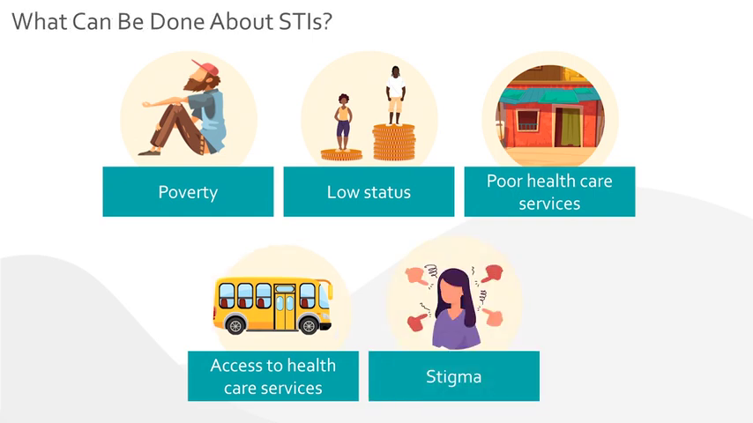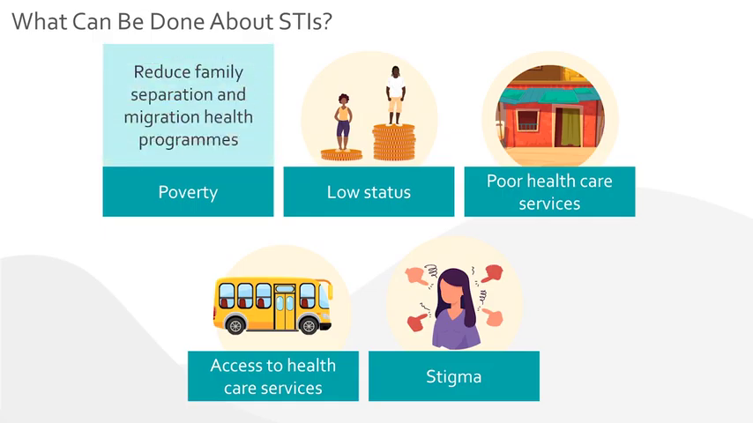So now that we have identified some barriers to controlling STIs, let's look at potential solutions. To address poverty and labor migration, economic and social policies that reduce family separation may also reduce STI risk and vulnerability. Creating migrant health and workplace health programs can strengthen STI prevention.